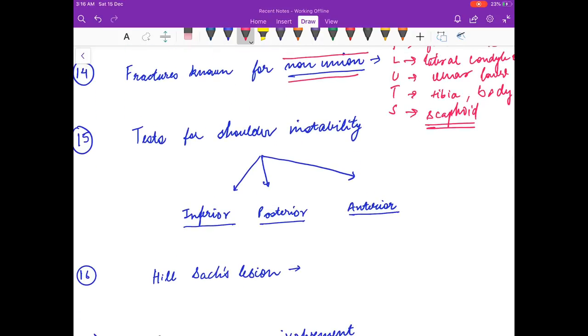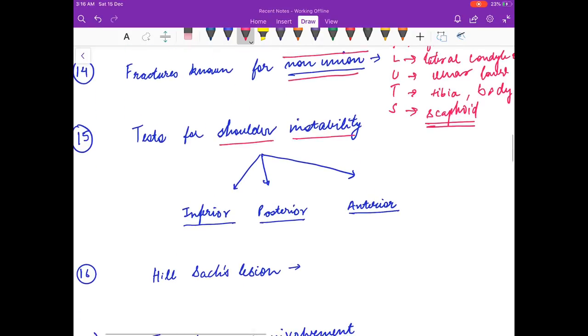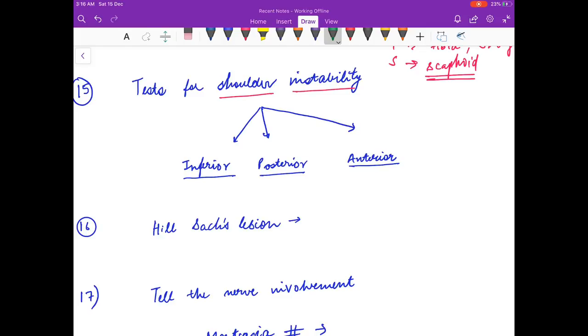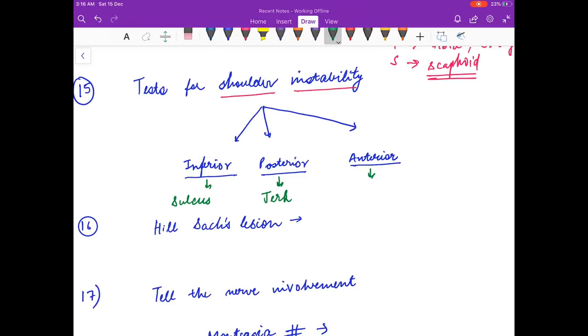So what are the tests for shoulder instability? For inferior, it is sulcus test. For posterior, it is jerk test. For anterior, it is anterior drawer test or fulcrum test.